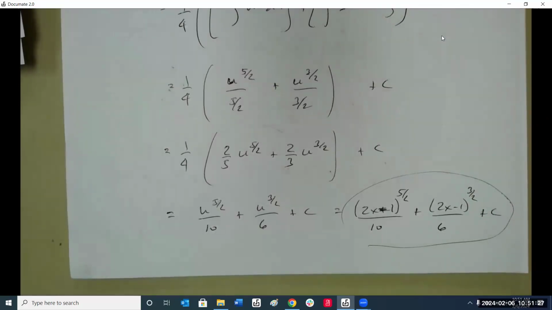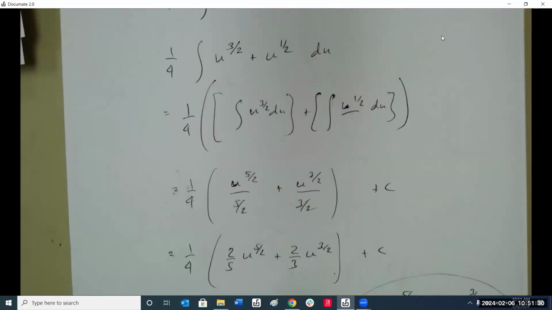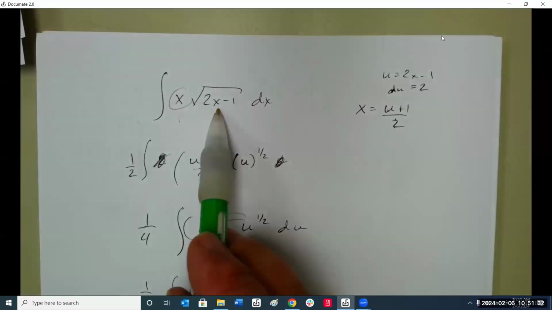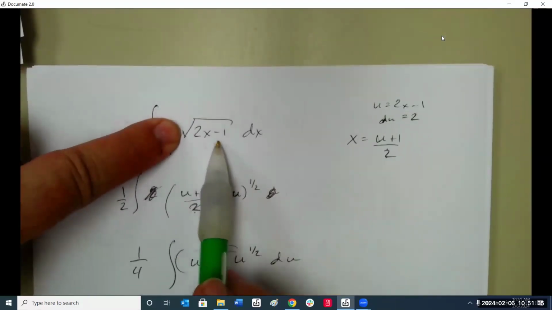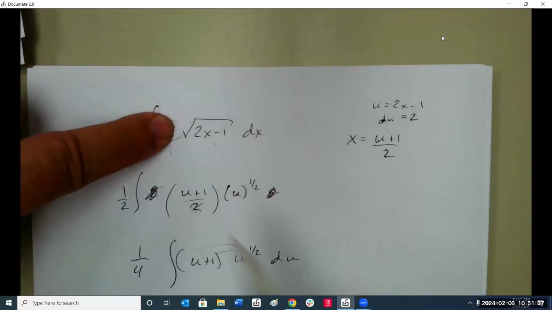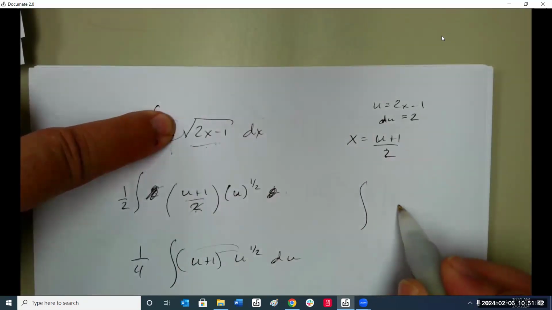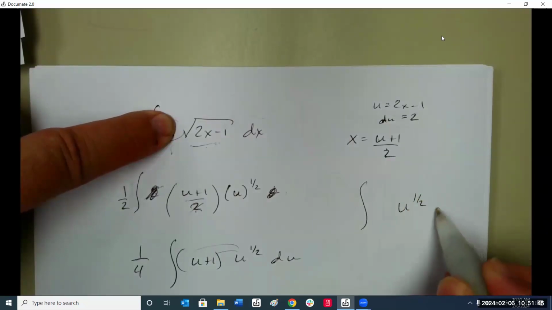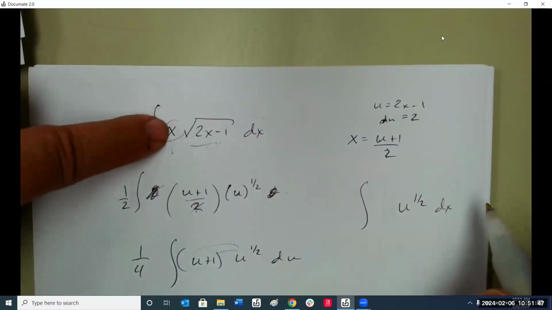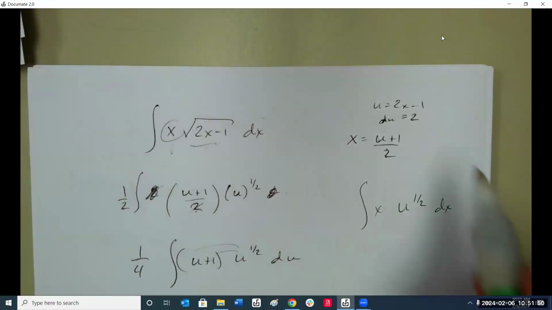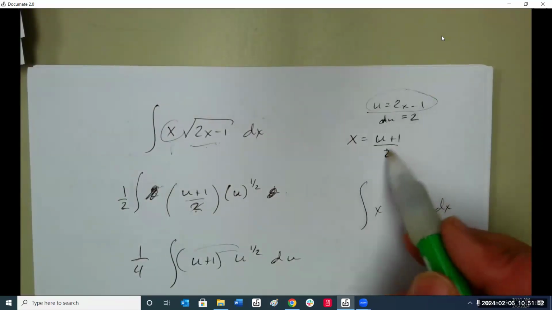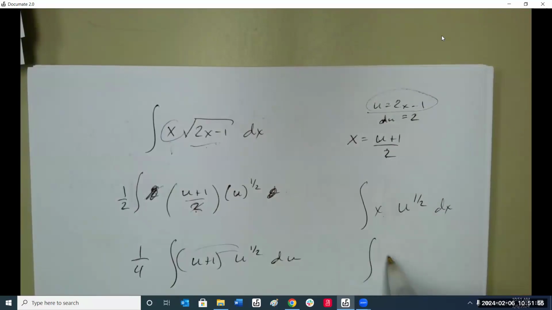So what we have here is, because we know how to do this one, it's this x right here. When we convert this part, we have u to the power 1/2. We just don't have this one. We have to take our function and make it into u, and that's what we did there.